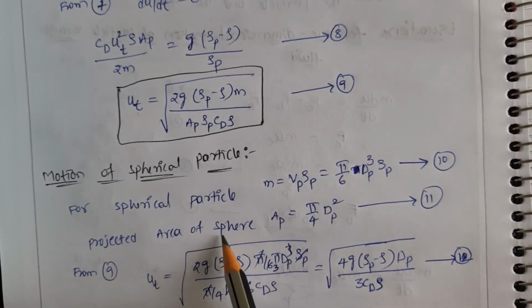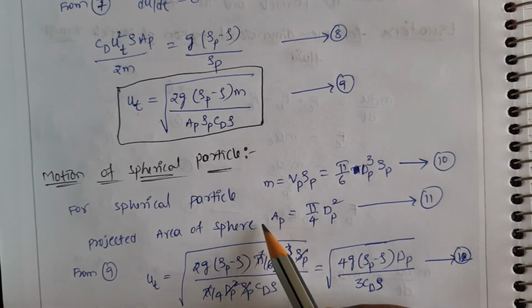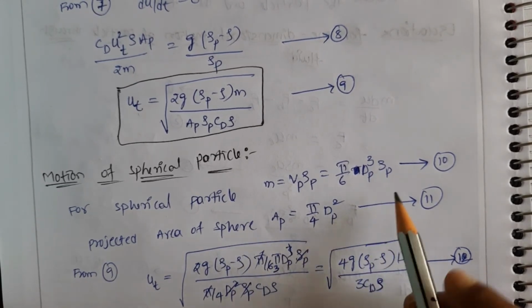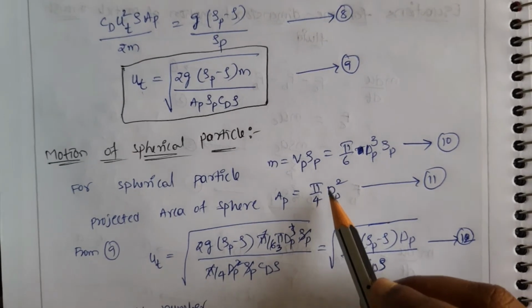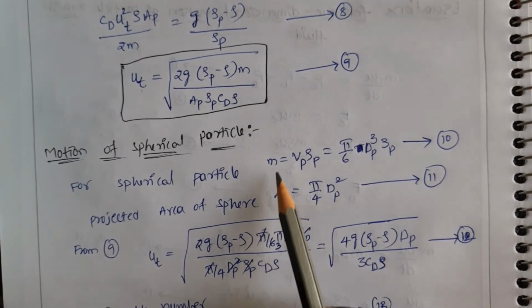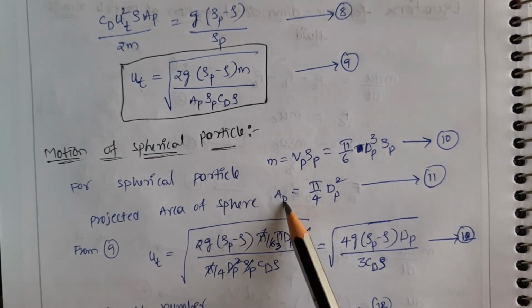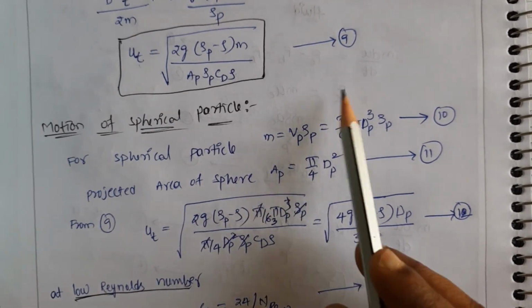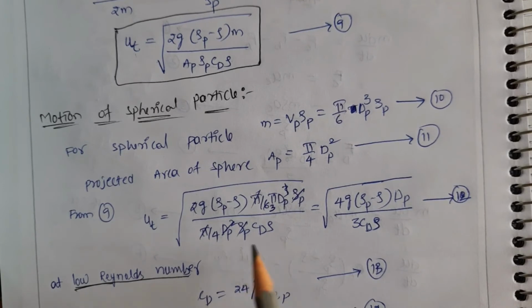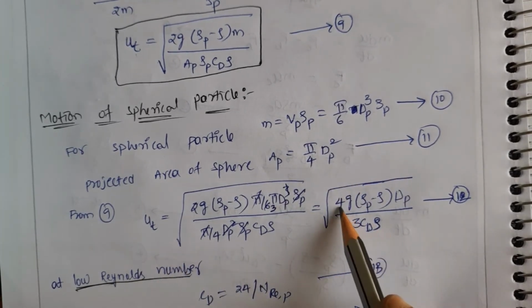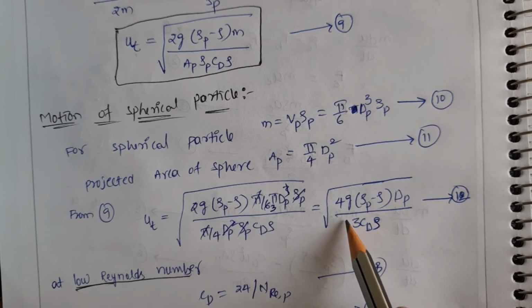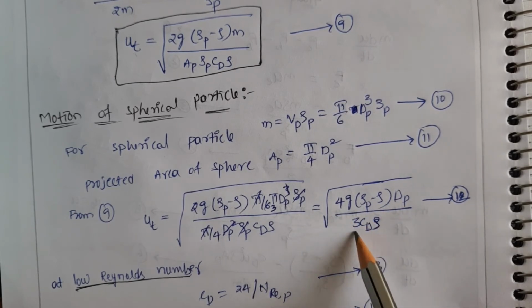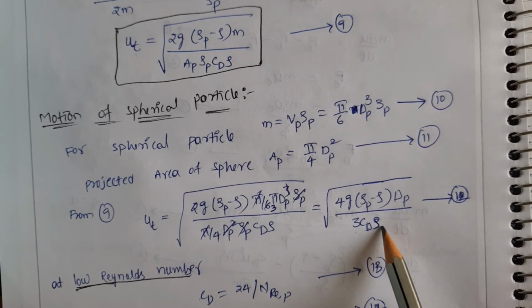So the projected area of the sphere, as I have mentioned previously, is in the form of a circle, so π/4 dp². Okay, so by substituting the m value and the projected area value in equation 9 and simplifying, we will get ut equal to the square root of 4g(ρp − ρ)dp divided by 3 Cd ρ.